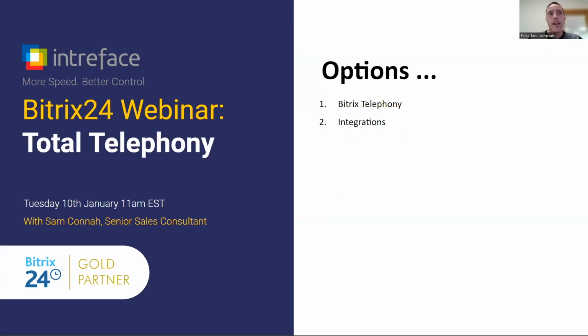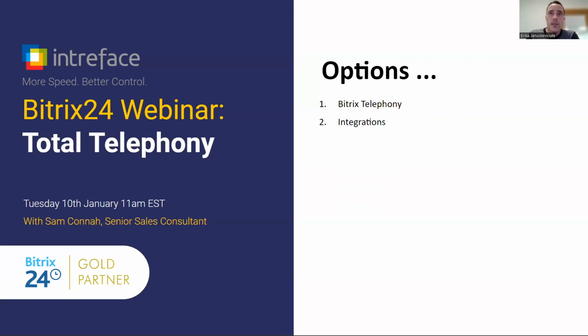Okay, and what we'll now go into is a bit more detail as to those different ways that we can connect our telephone instances into the Bitrix24 system. Essentially, we have two different options. First of all, we have Bitrix Telephony. This is the first option that we'll take a look at. This is essentially where we rent a number directly from Bitrix24 that is then connected into our Bitrix24 system.